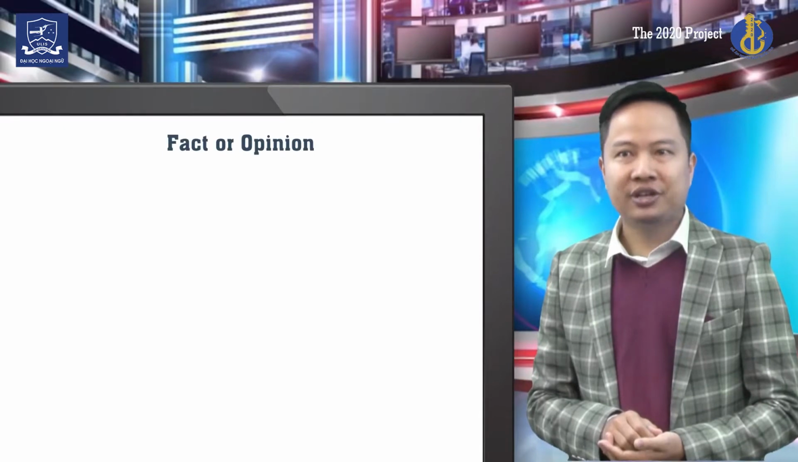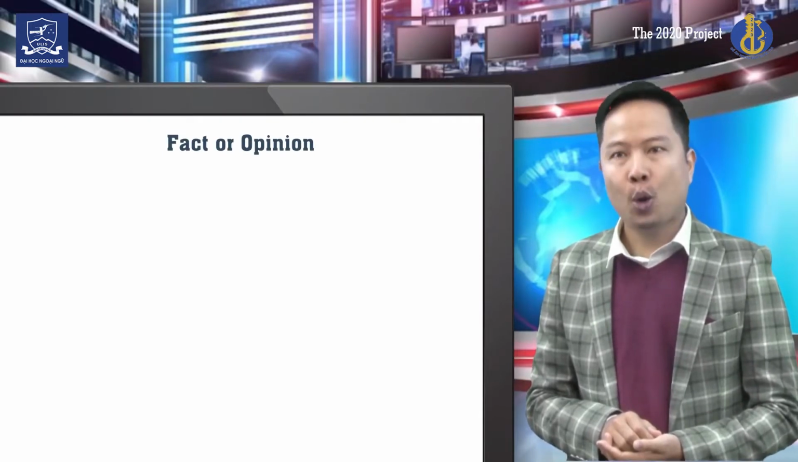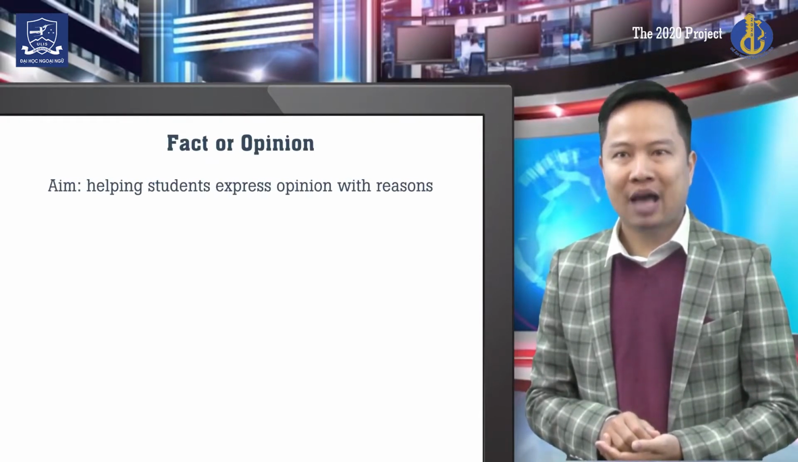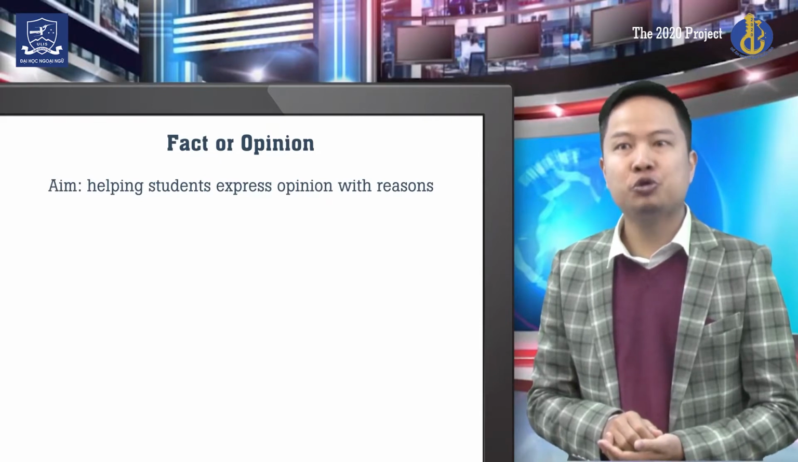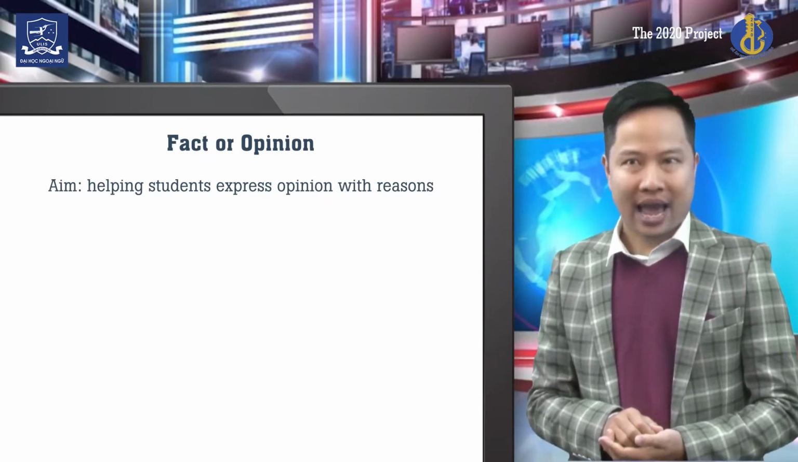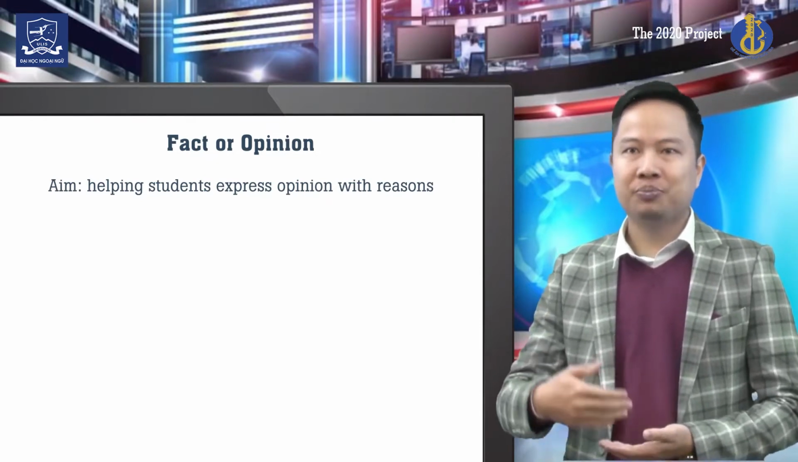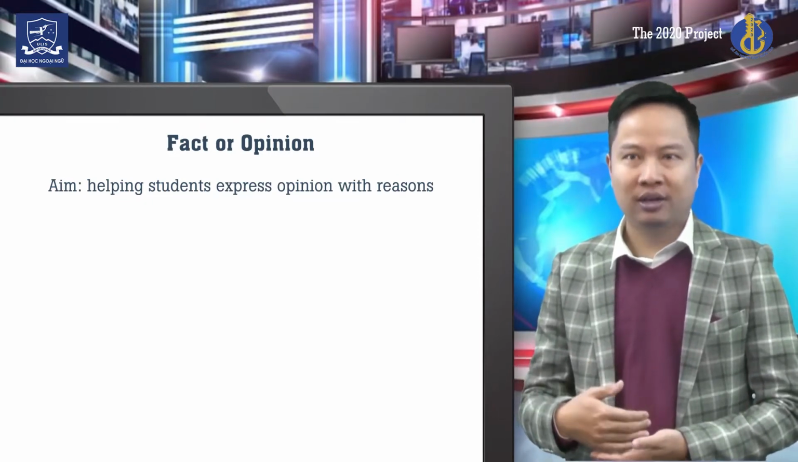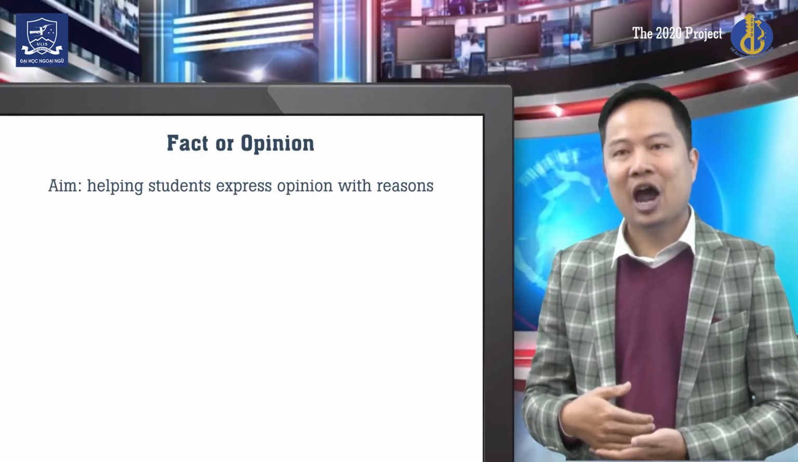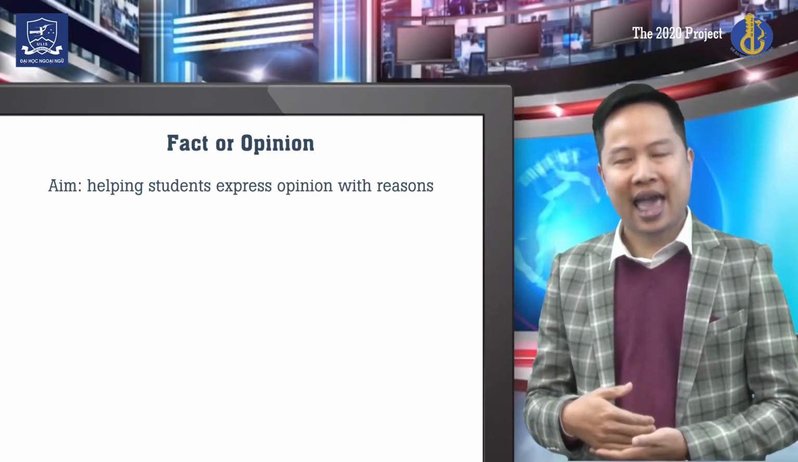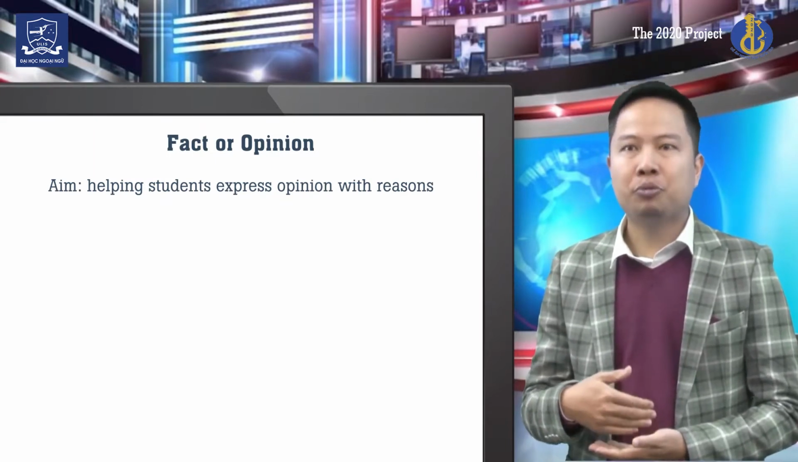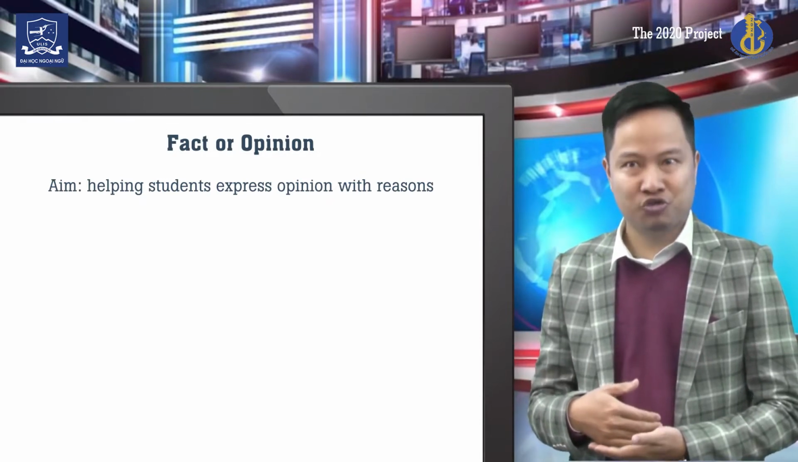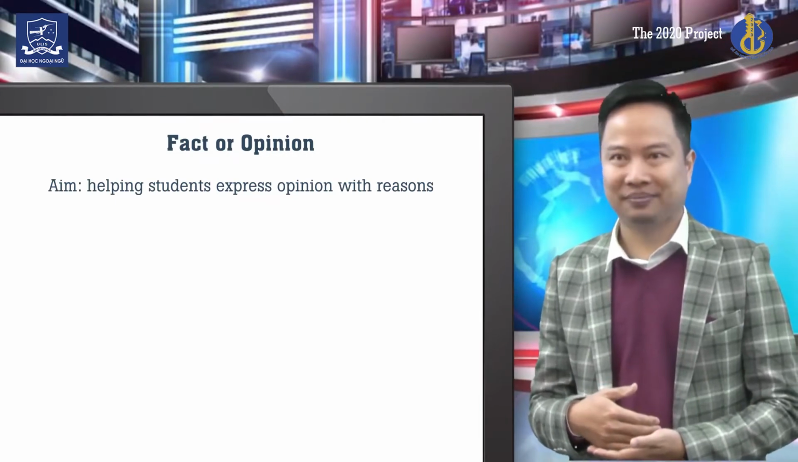The next activity is called fact or opinion. It aims at helping students express opinion with reasons. Sometimes we read texts or listen to people claiming to represent some kind of factual truth. However, when this is the case, it is important to approach the text critically for information that pretends to be factual, when it is in fact the author's or the speaker's opinion.